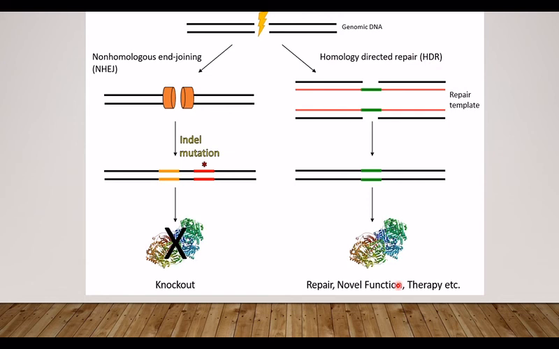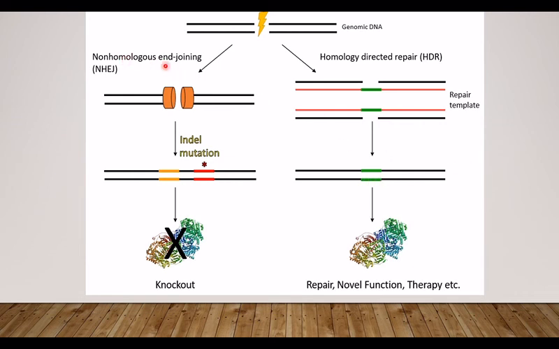So this can be used for repair, novel function, or therapy. For therapy, as you see, there might be some defects in the gene. So you remove that part of the gene by knockout, and again you insert homologous pairs of genes, so that this will again recombine and bind with that. So the function is restored.